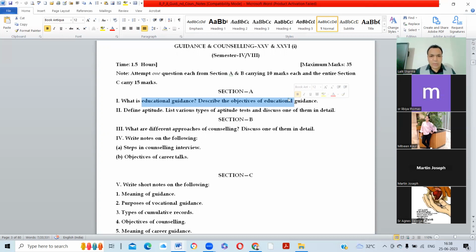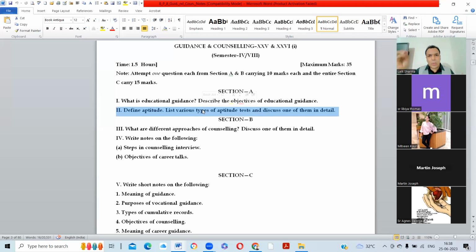The second question has come from the testing techniques, right? There is the aptitude test and others. Here he has asked this very simple question: define aptitude, list various types of aptitude test. So it is another very easy one. You just have to talk about what an aptitude test is. These are the list of the aptitude tests and you have to explain them. Any one test you can explain in detail.